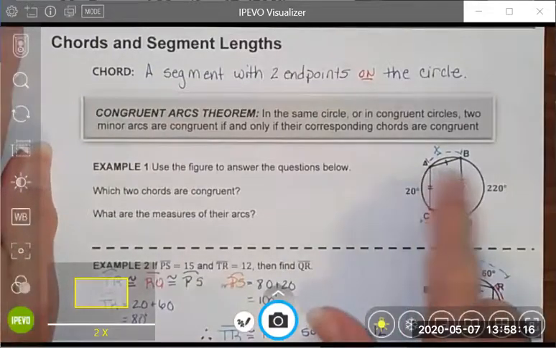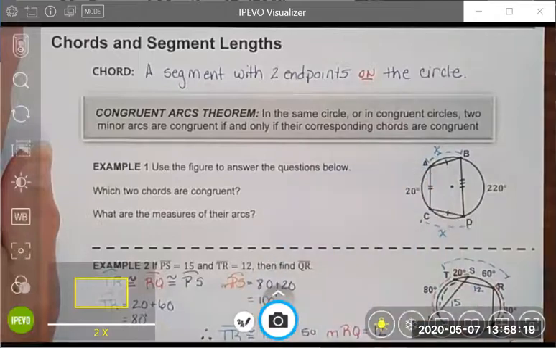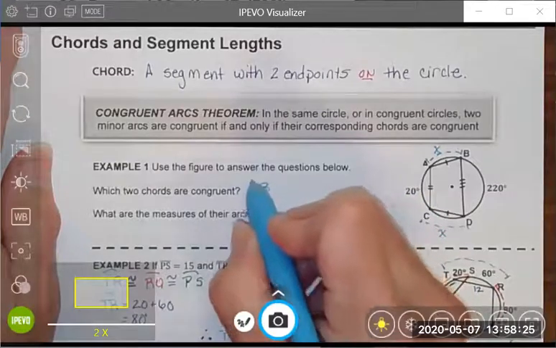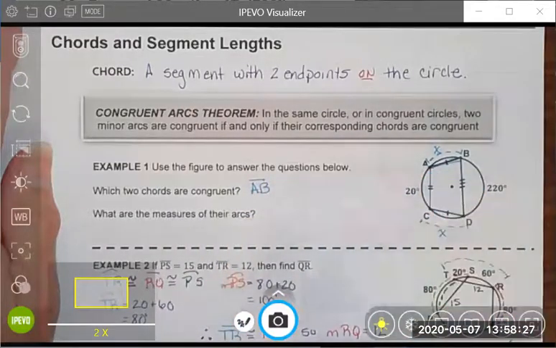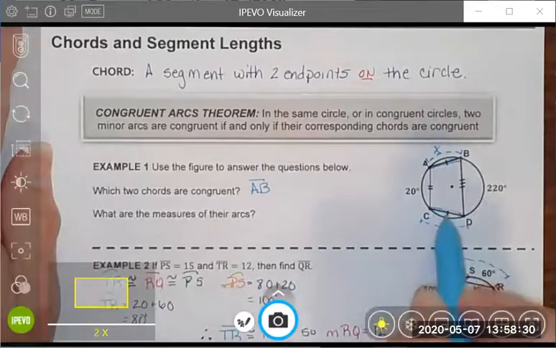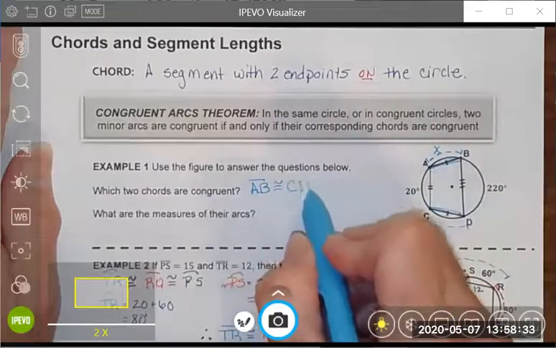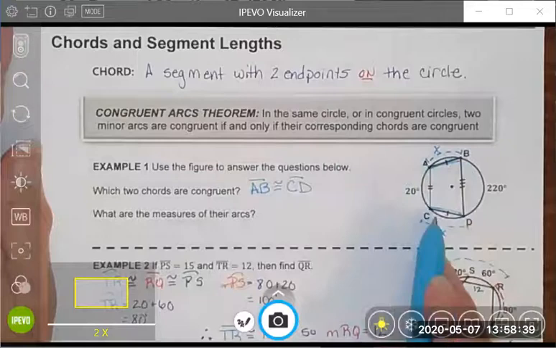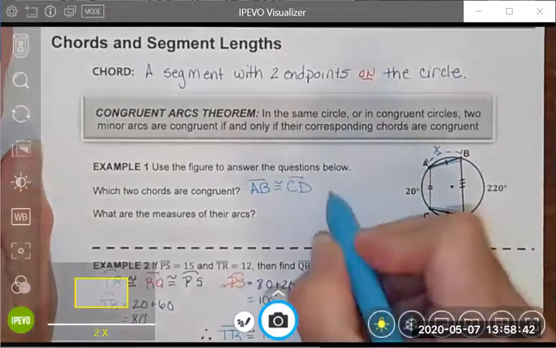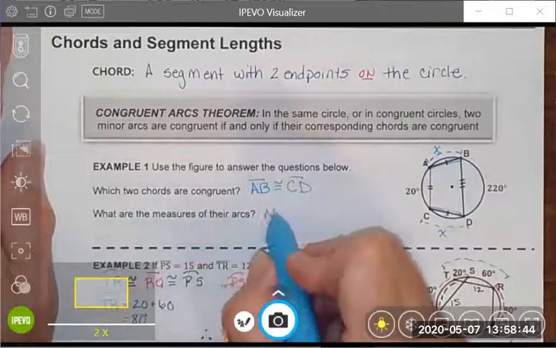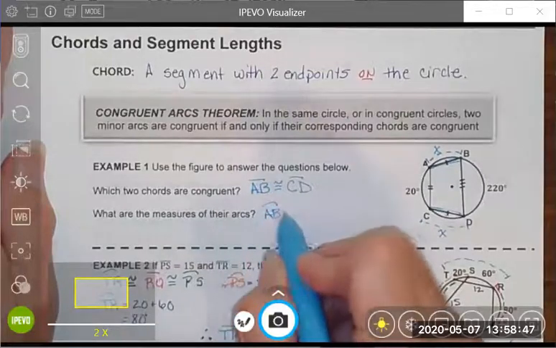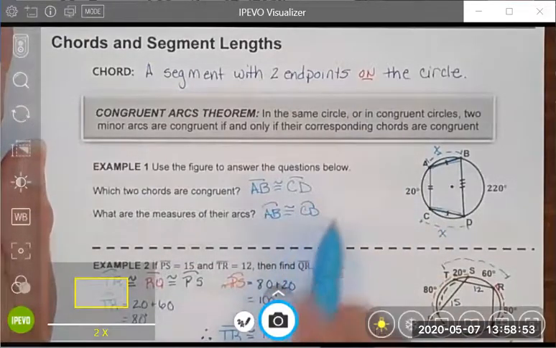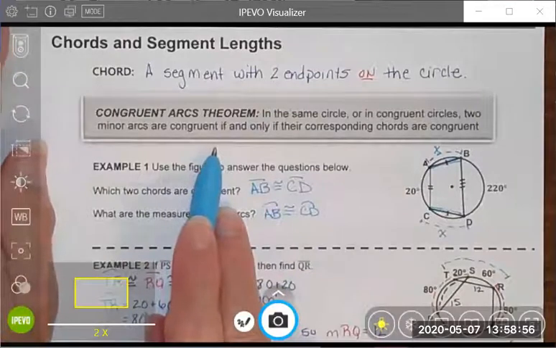So what does that mean? If I look at this example, I'm going to say segment AB from here to here is congruent to CD, and I know that because it gives me congruency marks. So those are congruent segments. Because these segments are congruent, their corresponding arcs are also congruent. So I know that arc AB is congruent to arc CD. Right? That's what the theorem is telling me.